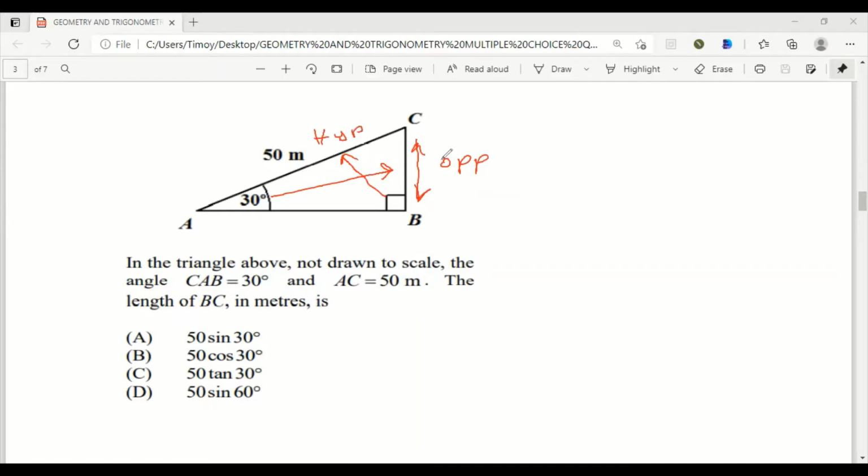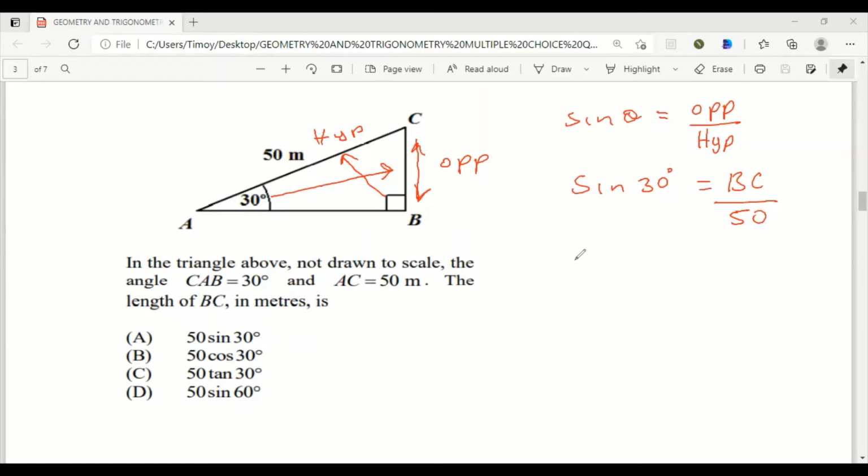So they want us to determine the length of BC. So we can see that opposite over hypotenuse reminds us of what? Sine of an angle. So we know sine theta is equal to opposite over hypotenuse. So what is theta in this case? That's just 30 degrees. So we can say sine 30 degrees is going to equal the opposite. What is opposite? That's just BC. That's what they asked us to find. Divide by what? The hypotenuse. That's just 50.